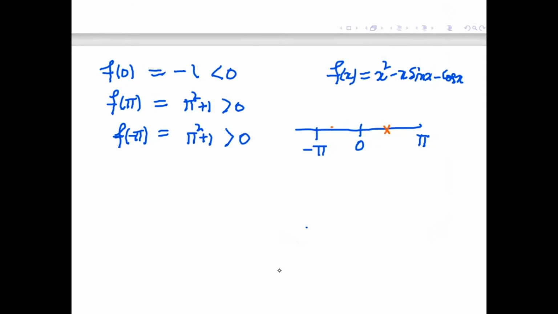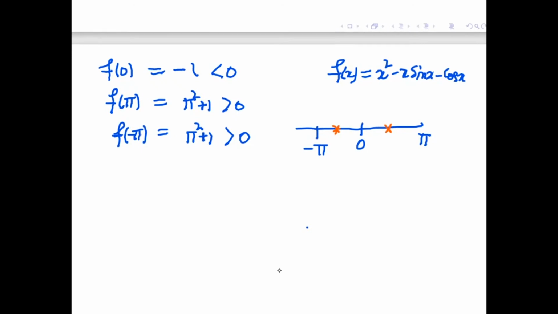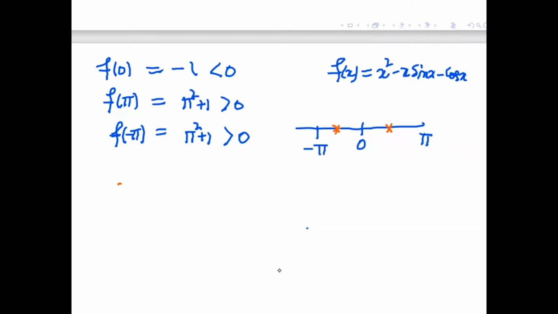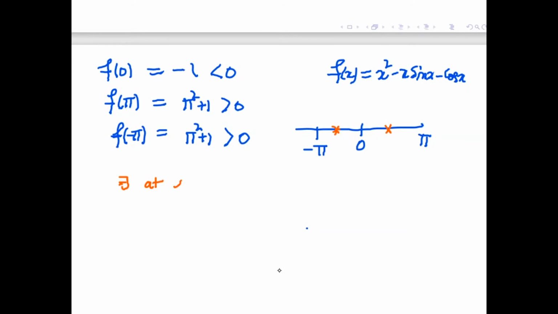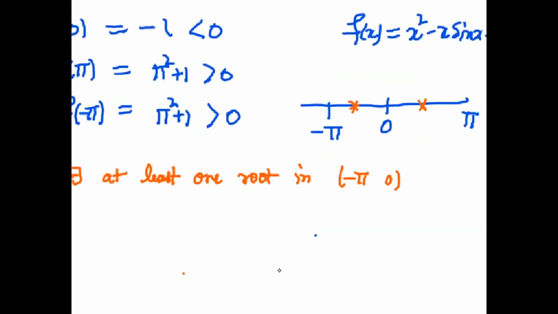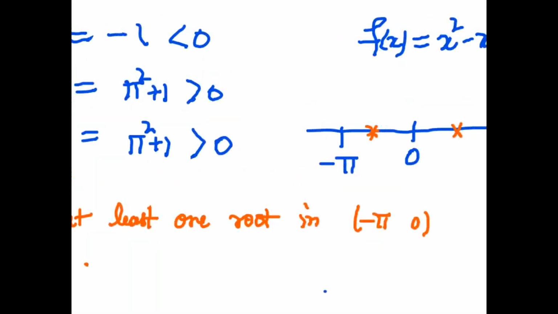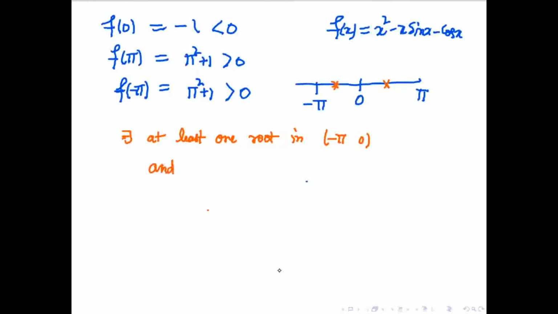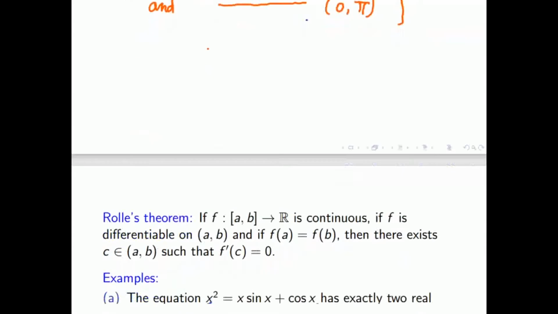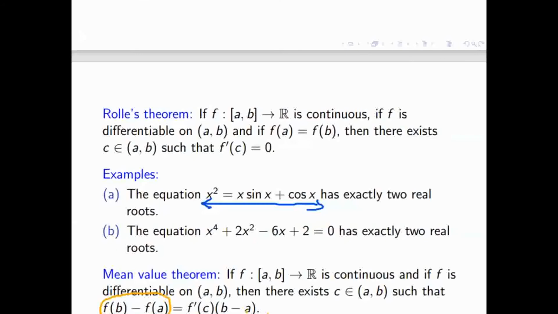Somewhere there exists some c, we don't know where. This is by the intermediate value property. So the intermediate value property says that there exists at least one root in minus pi to 0 and one root in 0 to pi. That means it has at least 2 roots. It can have more than 2 also, we don't know. Now the question is, you have to show that it has exactly 2 roots.